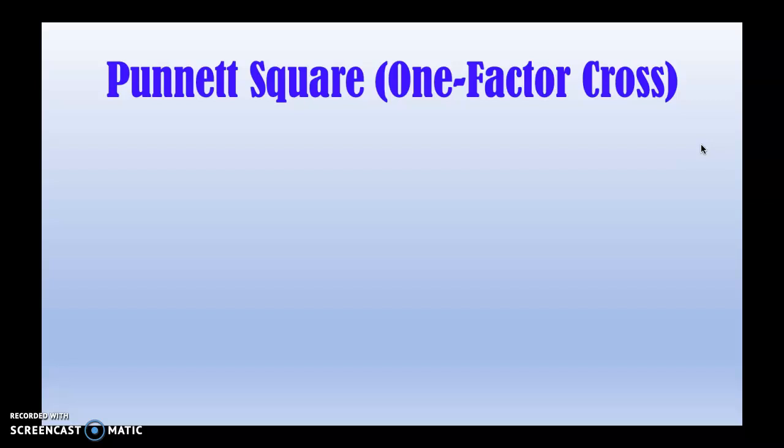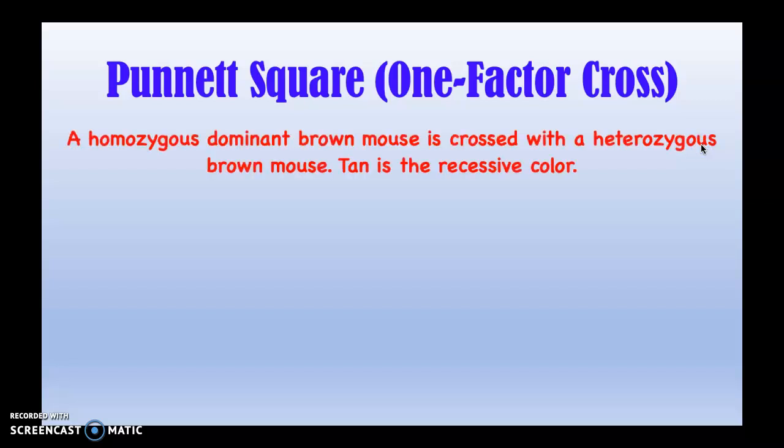The first thing, obviously, is we need a problem. The one I chose to do here was this one from your worksheet. It says a homozygous dominant brown mouse is crossed with a heterozygous brown mouse. Tan is the recessive color. Now, 2 terms here showing up that some of you are struggling with, and that is homozygous and heterozygous.